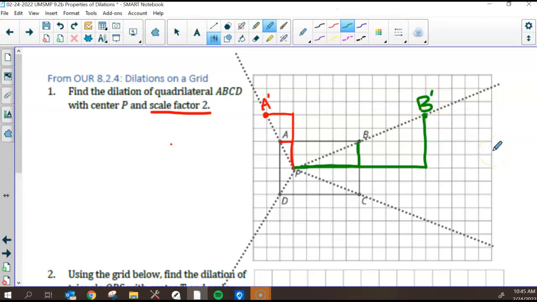Repeat that process. You guys can probably do it faster than me since I don't have my tablet. Things aren't working for me. You guys can probably do it a little bit faster. C is also 5 across and 2 down. Doubling that, I'm going to do this a little bit different way. I went to the right 5 and down 2. What if I just did that a second time? Isn't that the same as doubling it? Yeah. So there is my C prime.